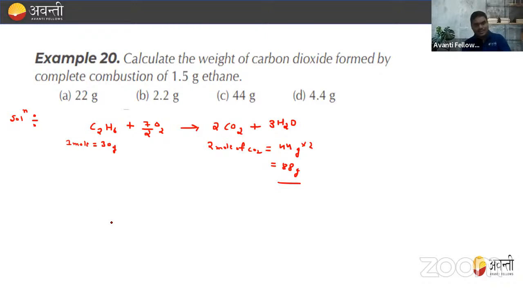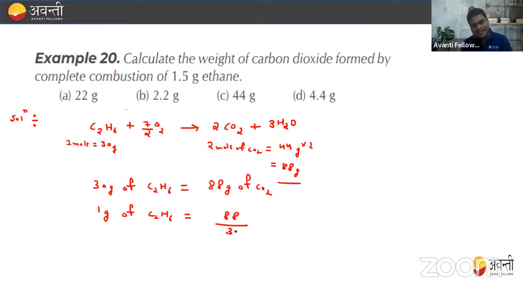So now we know that 30 gram of C2H6 requires how many gram of CO2? That is 88 gram of CO2. Clear? So 30 gram of C2H6 requires 88 gram of CO2. So 1 gram of C2H6 requires 88 divided by 30.